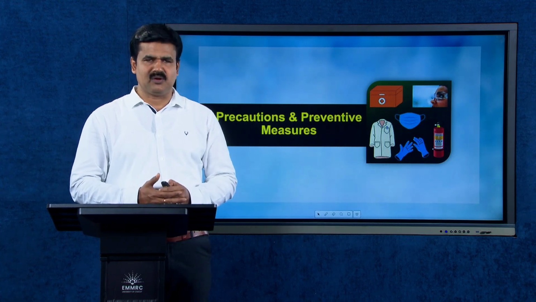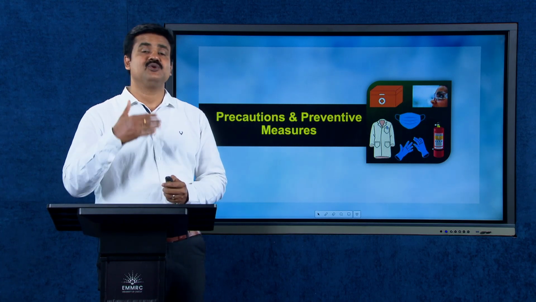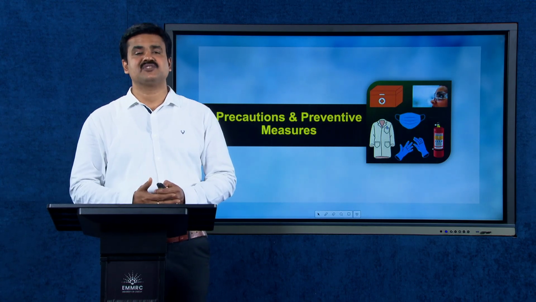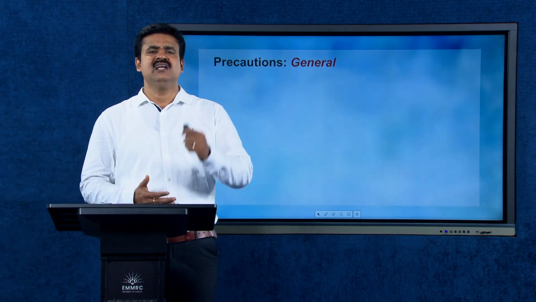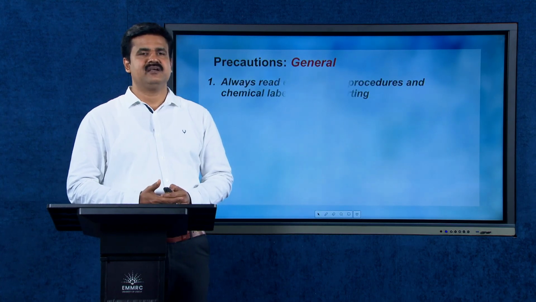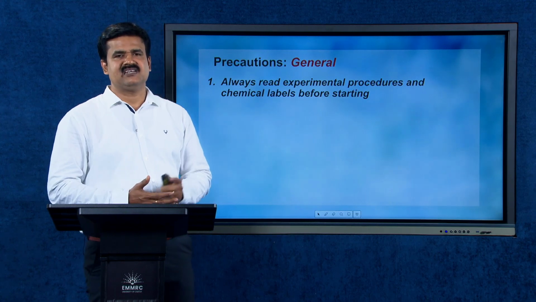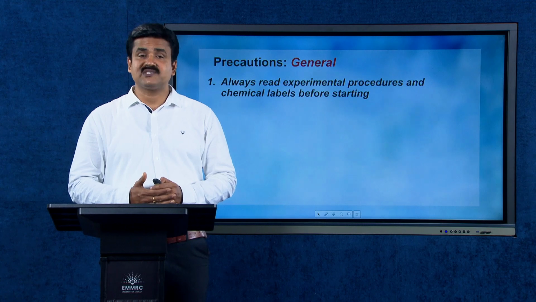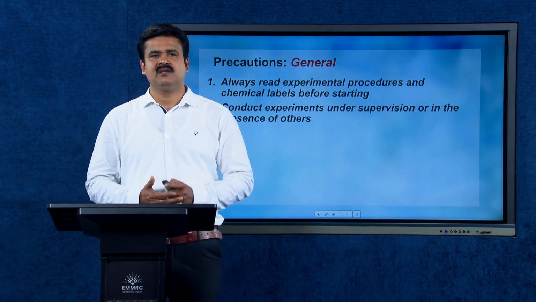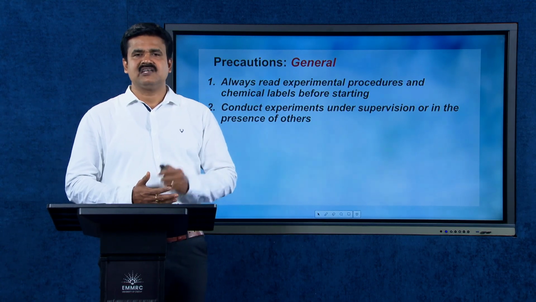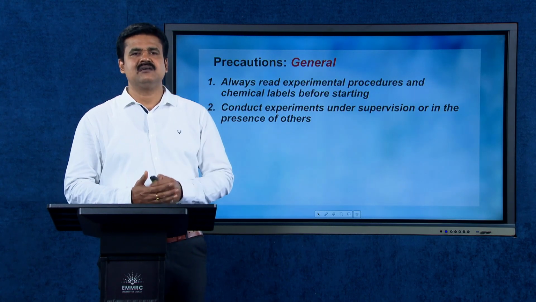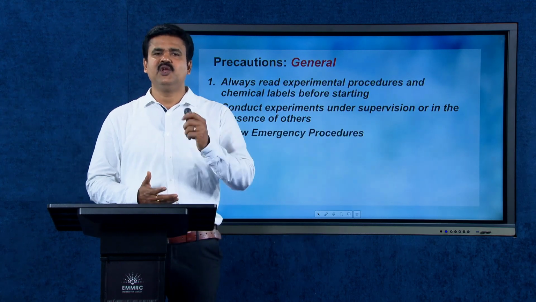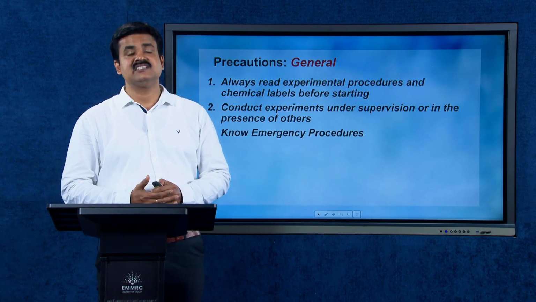We are now discussing various precautions and preventive measures that you have to adopt whenever you are entering a laboratory, especially a chemistry laboratory. General precautions are described here. Always read experimental procedures and chemical labels before you start your experiment. Conduct experiments under supervision or in the presence of others or responsible members. Know emergency procedures. This is very important.